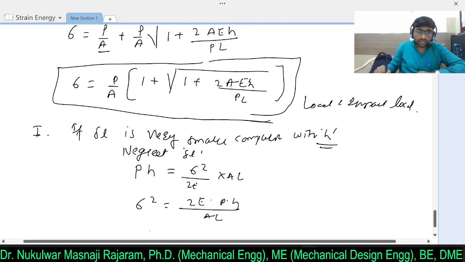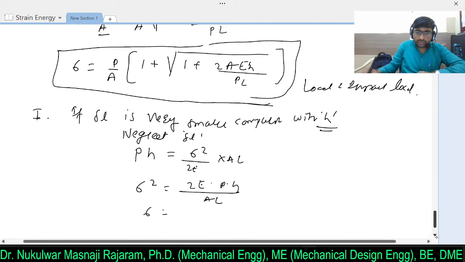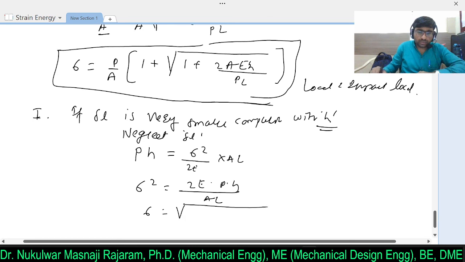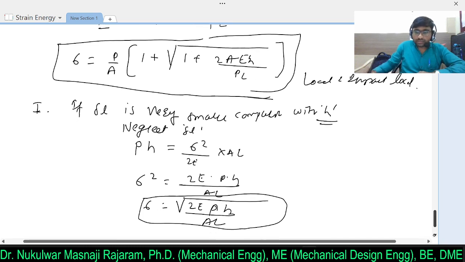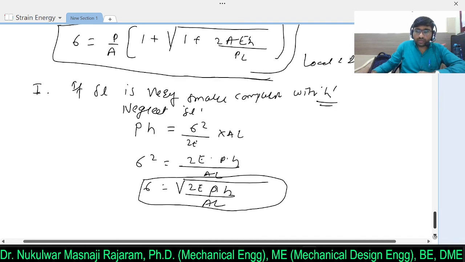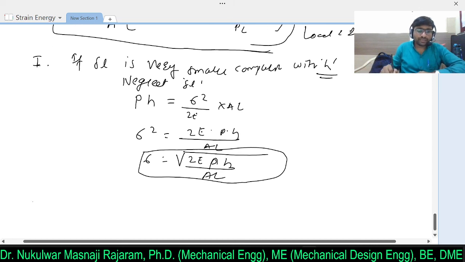Clear? So sigma square will be equal to 2E into PH divided by AL, just multiplying to this side. And if I take the value for sigma, then I can write this will be under root of 2EPH divided by AL. Simple. So this will be the expression for the sigma when there is a negligible deflection of the rod as compared to the height.